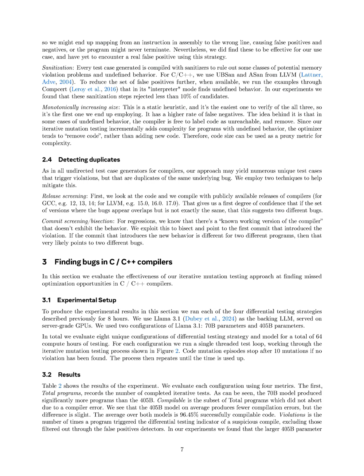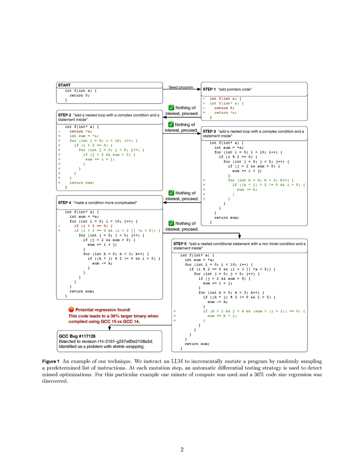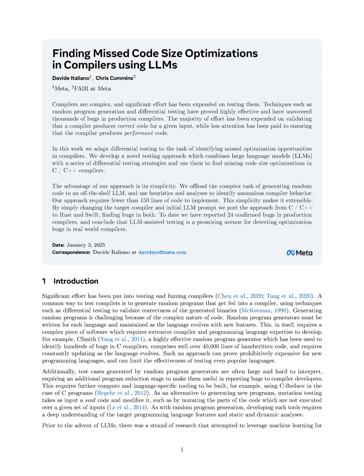The experiments revealed that the larger 405B parameter model was more effective in finding bugs, as evidenced by a higher violation rate, while the smaller 70B model produced a greater total number of violations due to its faster inference time. In total, we discovered and reported 24 bugs across C, C++, Rust, and Swift compilers, demonstrating the method's capability to identify missed optimizations effectively. The metrics used included the total number of programs tested, the percentage of compilable code, and the count of violations triggered during the testing sessions.